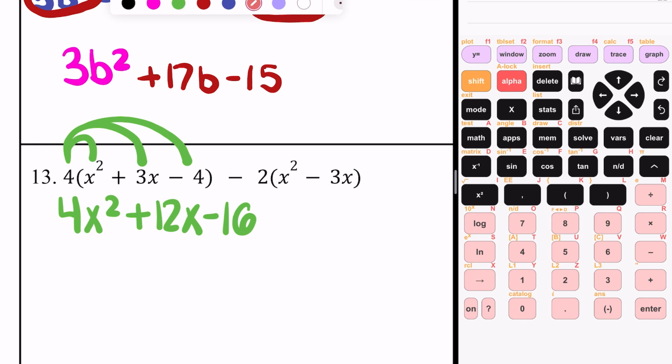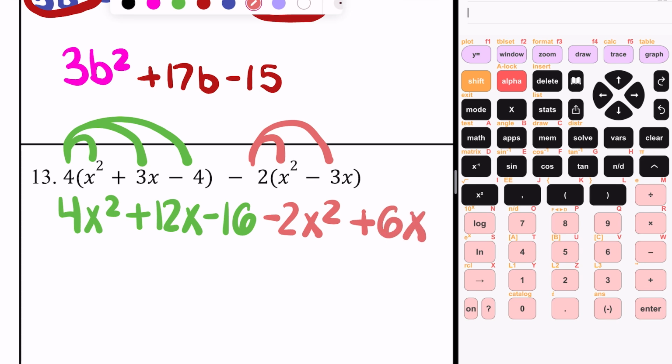Now for the next one. Negative 2 times x squared is negative 2x squared. And negative 2 times negative 3x is positive 6x. Once you are done distributing, you have to combine like terms. So we have 4x squared minus 2x squared, which is a positive 2x squared. You do not add exponents when you are combining like terms.